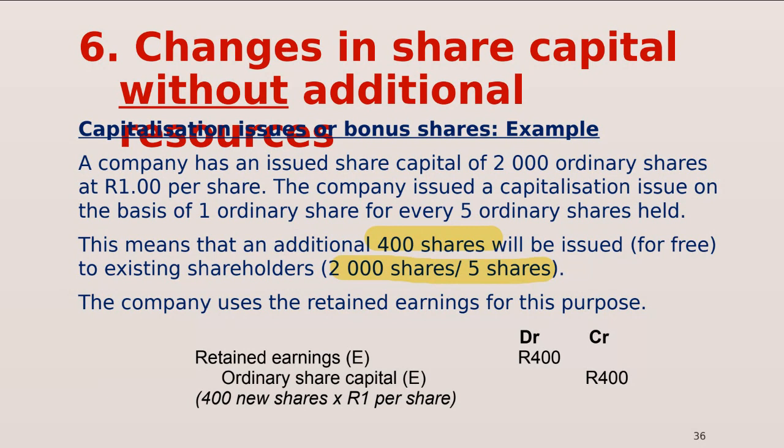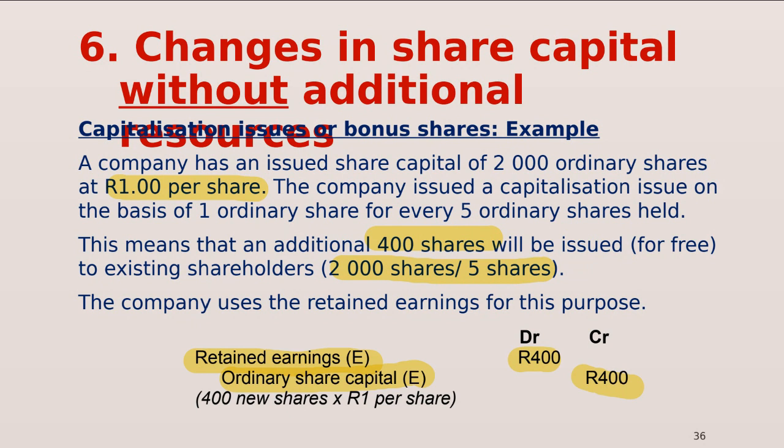And then we multiply that by the average share price. The average share price is, in our case, 1 rand a share. We get an amount of 400 rand, and that is the amount that we journalize. We move it out of retained earnings, meaning we decrease retained earnings, and we increase our ordinary share capital by crediting it. So that's the type of journal entry that I'm talking about.